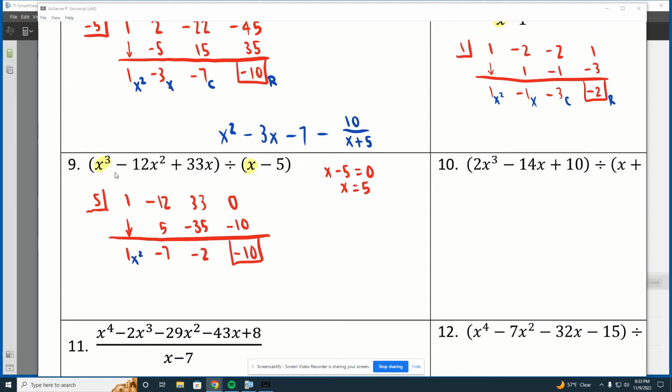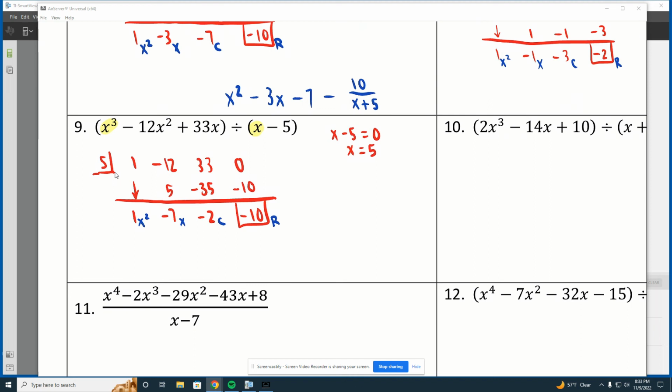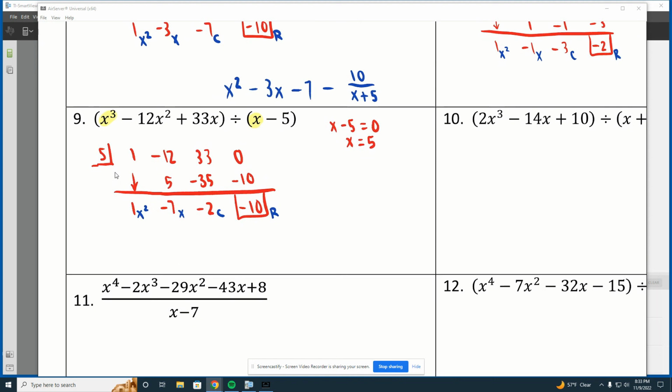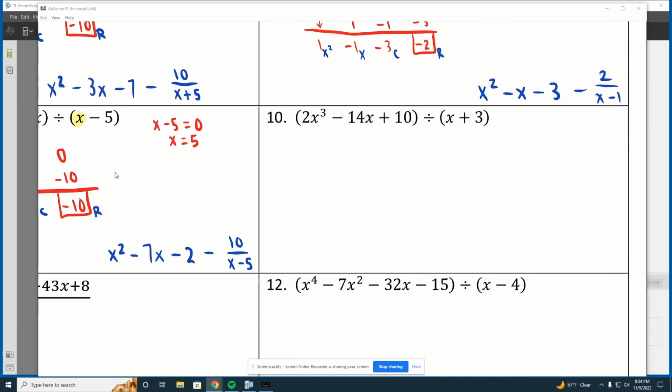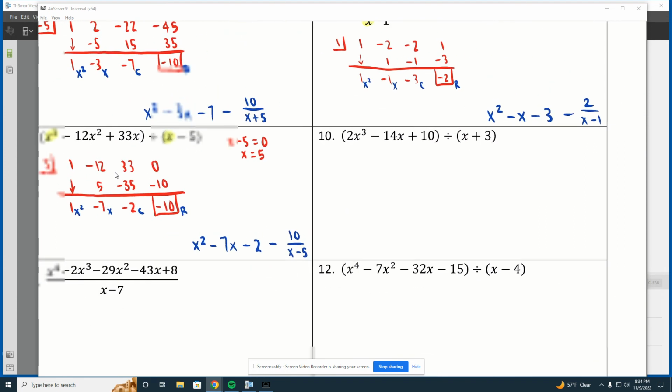So look, once again, I had x cubed divided by x, so naturally the result is x squared. Then after x squared, x, then a constant, then a remainder. See, everything is accounted for. If I had done something wrong, it wouldn't have been accounted for. It would have been a wrong answer. But here is my answer: x squared minus 7x minus 2 minus 10 over our divisor, x minus 5. Done.